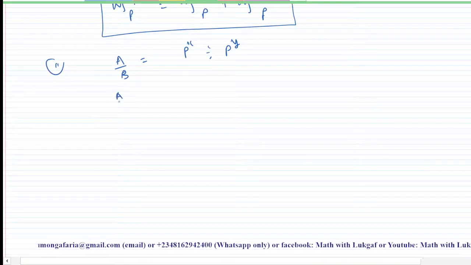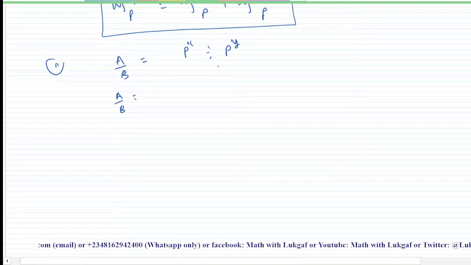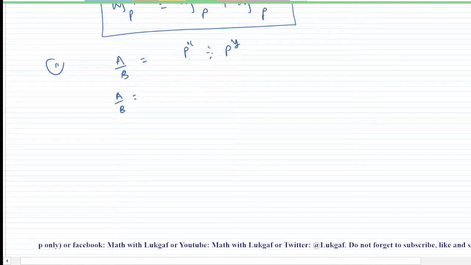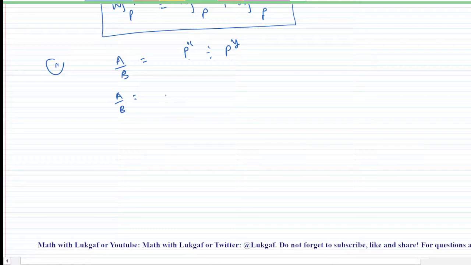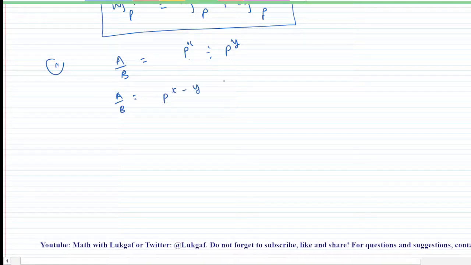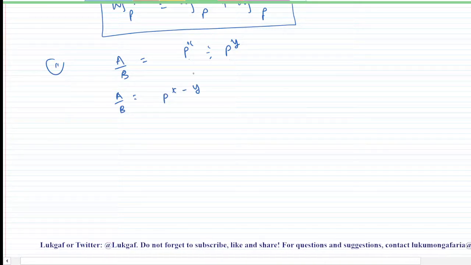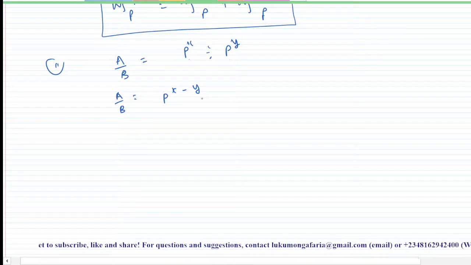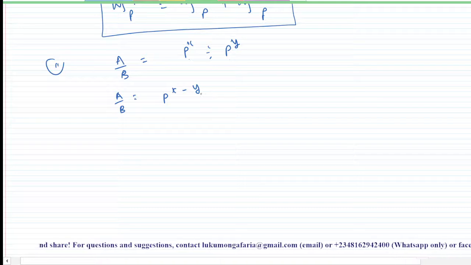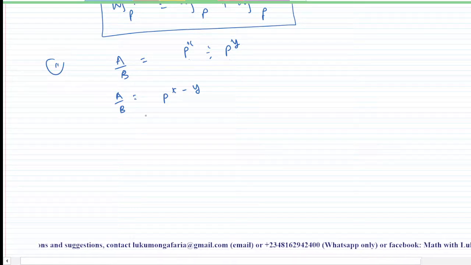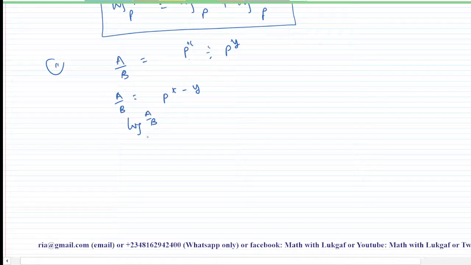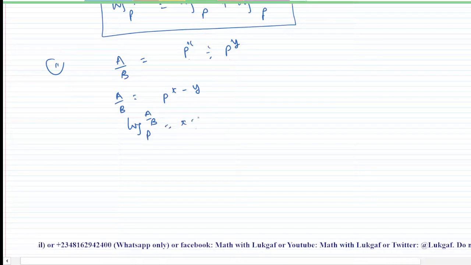If you also apply your laws of indices here, you have the same base here but different index, and the relationship between the two is division. Then I'm going to have P raised to power x minus y. You understand? You will notice that this is also an indicial equation. You can convert it back to a logarithmic equation, and that's going to give you log A divided by B, base P, is equal to x minus y.